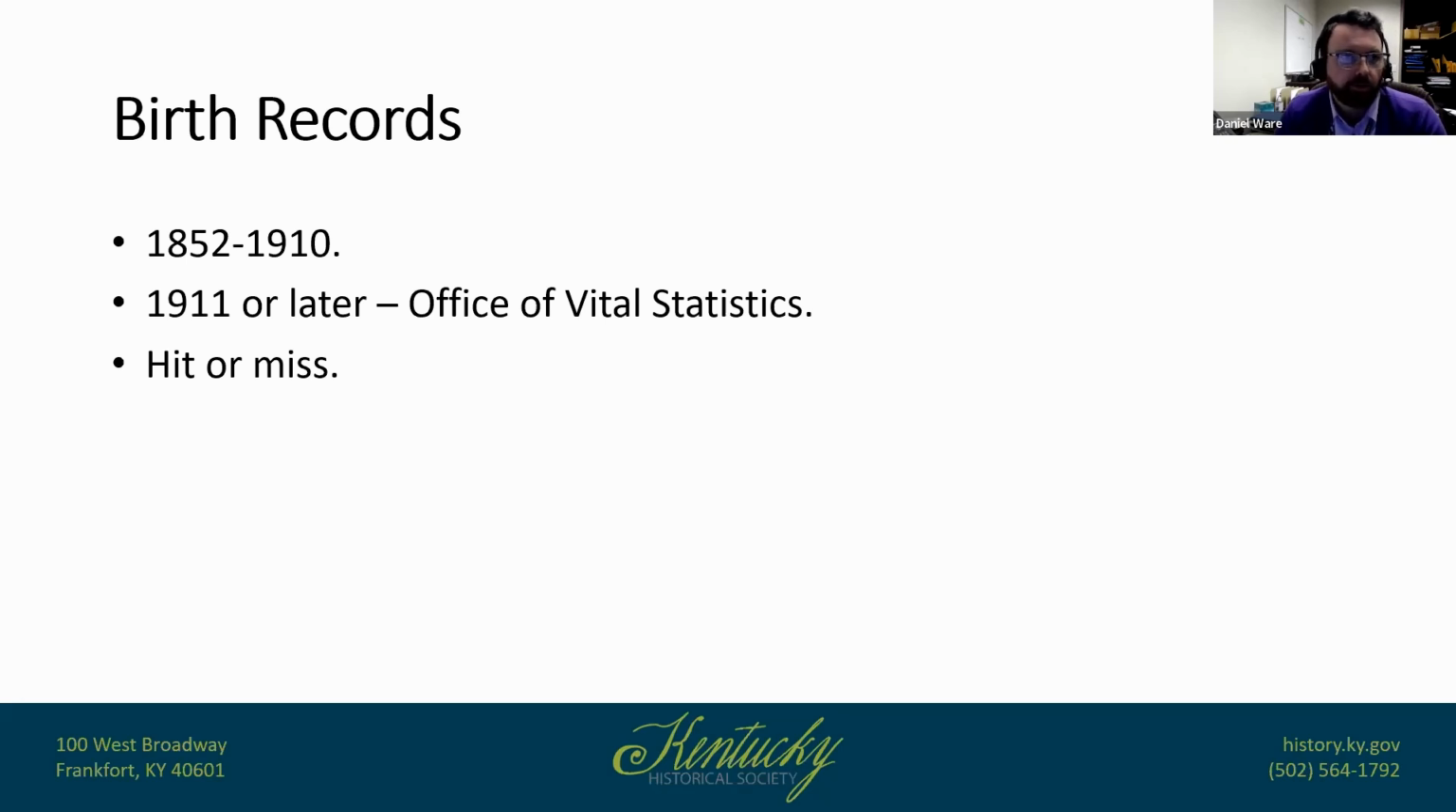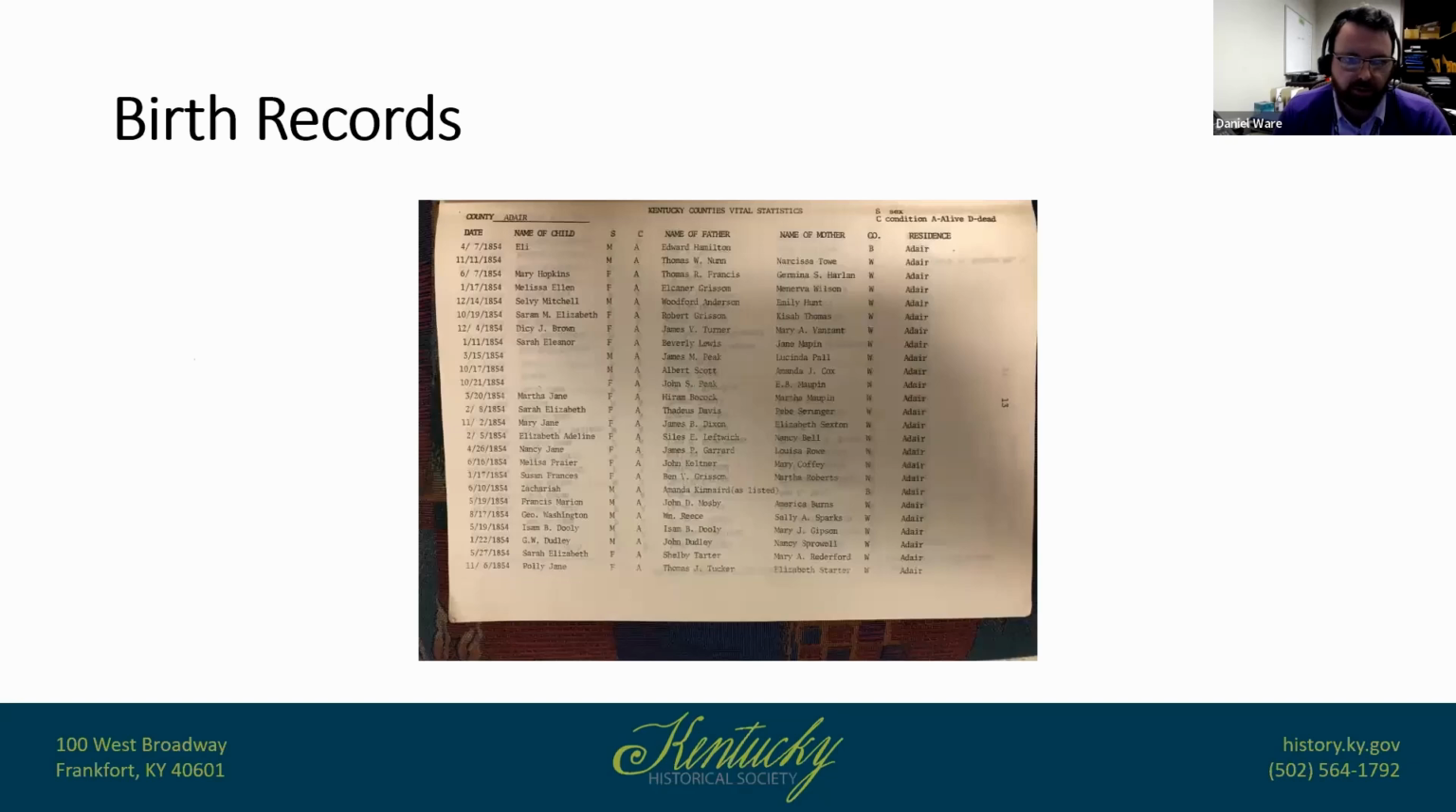And from what I've learned from other people, I think also the people that took the records didn't necessarily get compensated very well. So from what I've understood, they didn't necessarily try that hard in certain circumstances. So that's why, especially birth and death records, it can be very hit or miss between this time period. And if you are looking for anything that's 1911 or later, you're going to want to go to the Office of Vital Statistics in Frankfurt. And then here's an example of a listing from Adair County of birth records right here.